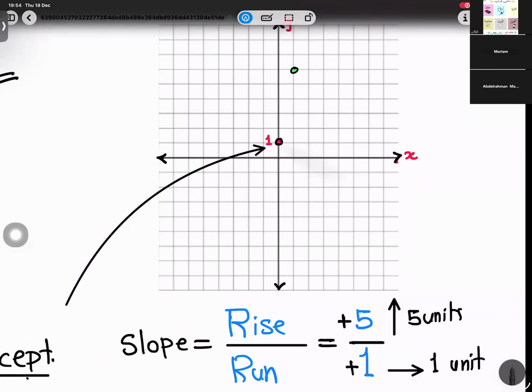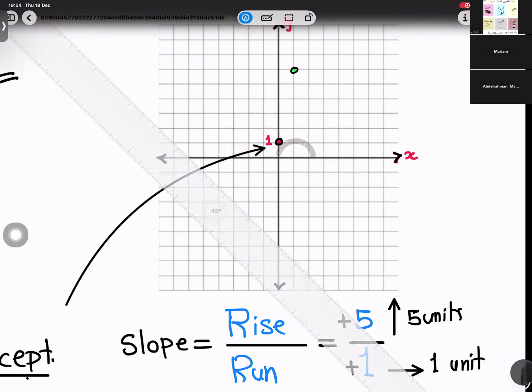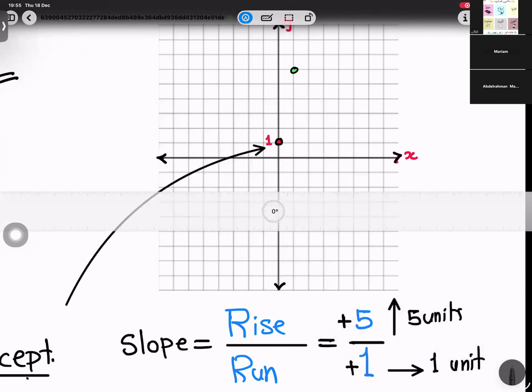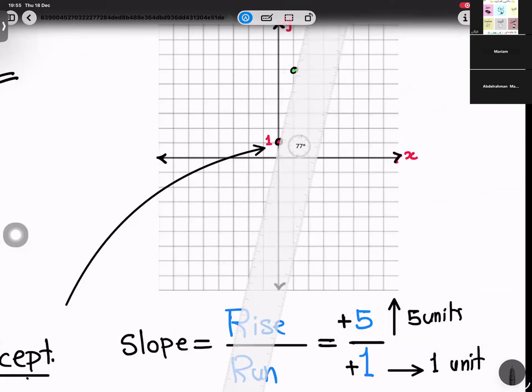So we need at least 2 points to graph the line. By joining these 2 points, the line can be drawn easily. 1, 2, 3, 4, 5. Okay.